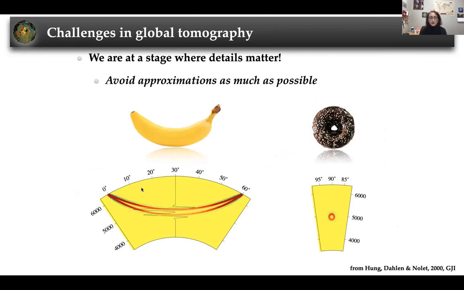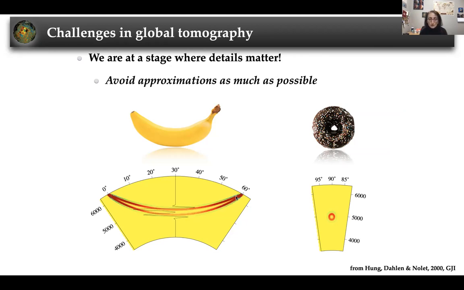Here you see a nice illustration of the finite frequency effects for an S wave. Assume that you have a source here and a receiver here. So ray theory tells us that in a radially symmetric model, the waves will follow the ray path like this. And we assume that the waves are sensitive to the structure along the ray path.